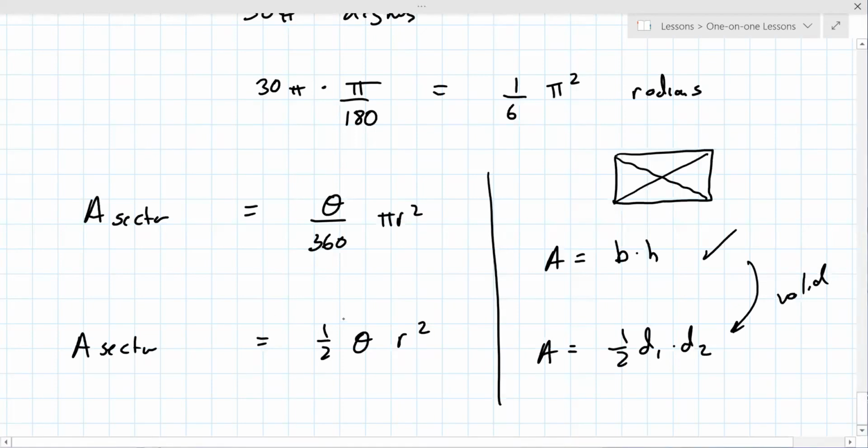The reason this one's useful is, what if I give you the 2 diagonals? Well, you don't want to go find the base and the height. So this one's useful on the bottom here if it's already in radians, because you already have it in radians. You don't have to do any other work. So if it's in radians, you think I should just keep it as that?